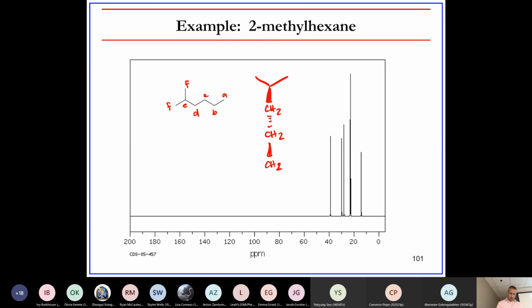Those 2 methyls are the same because you could draw a conformation like this. How many do I got here? 1, 2, 3, 4, 5. 1, 2, 3, 4. So if you draw it like this, so you're looking down and the zigzag is going up and down away from you, this has a mirror plane which makes those 2 equivalent to each other.